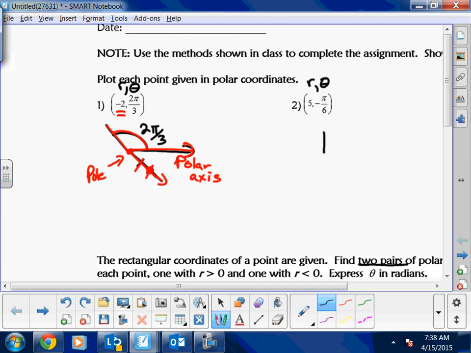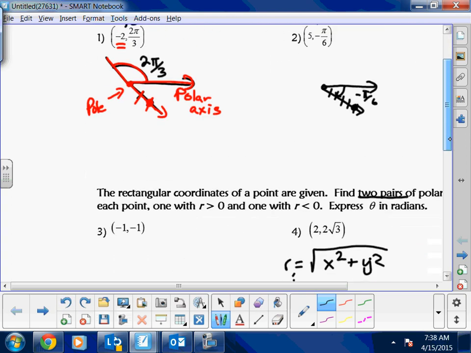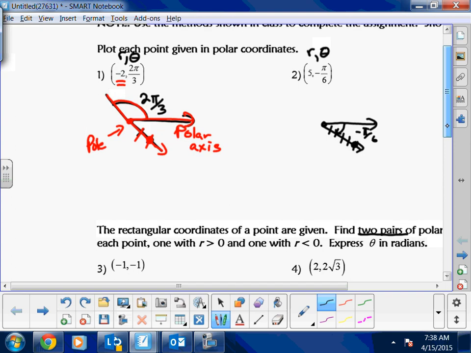Before I do that, I want to draw my pole and my polar axis. Pole, polar axis. Now, in this case, I'm going to go clockwise in this direction because this is negative pi divided by 6. And then from there, 1, 2, 3, 4, 5. Here's my point. 100% correct answer. So that's how you draw polar points.